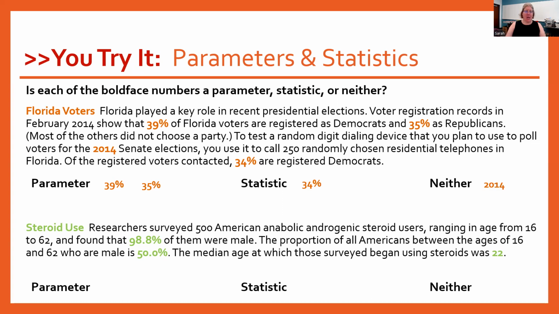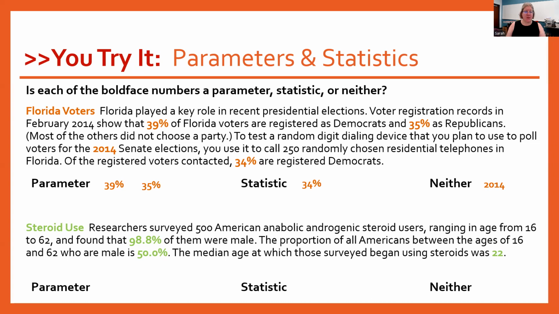Right, in our last example, researchers surveyed 500 American anabolic androgenic steroid users ranging in age from 16 to 62 and found that of the ones they contacted, 98.8% of them were male. The proportion of all Americans between the ages of 16 and 62 who are male is 50%. The median age at which those surveyed began using steroids was 22. All right, so we have three numbers to look at.